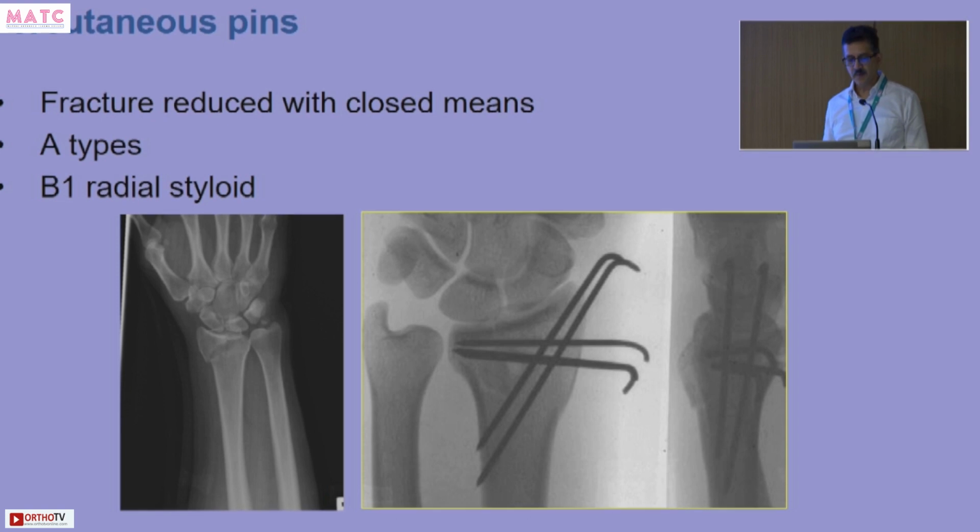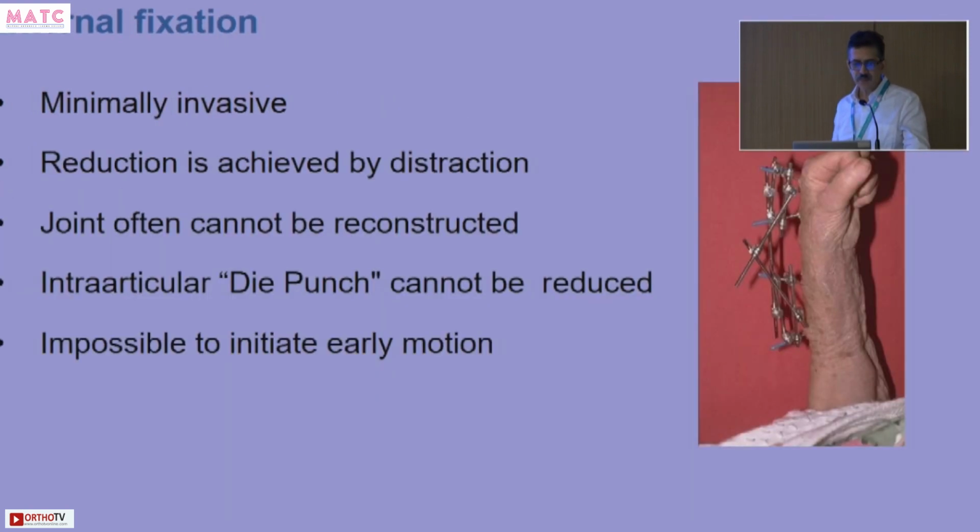That's fine. Okay. So again, while doing the K-wiring, you have to see to it that the articular alignment is maintained, radial variance is maintained, and the radial tilt is maintained. External fixator is basically minimally invasive. Reduction is achieved by distraction, sometimes by ligamentotaxis, sometimes you can put the wires in the distal fragment and then put the external fixator. Most of the time the die punch fragment cannot be addressed with this particular method, so you need some different methods for that.